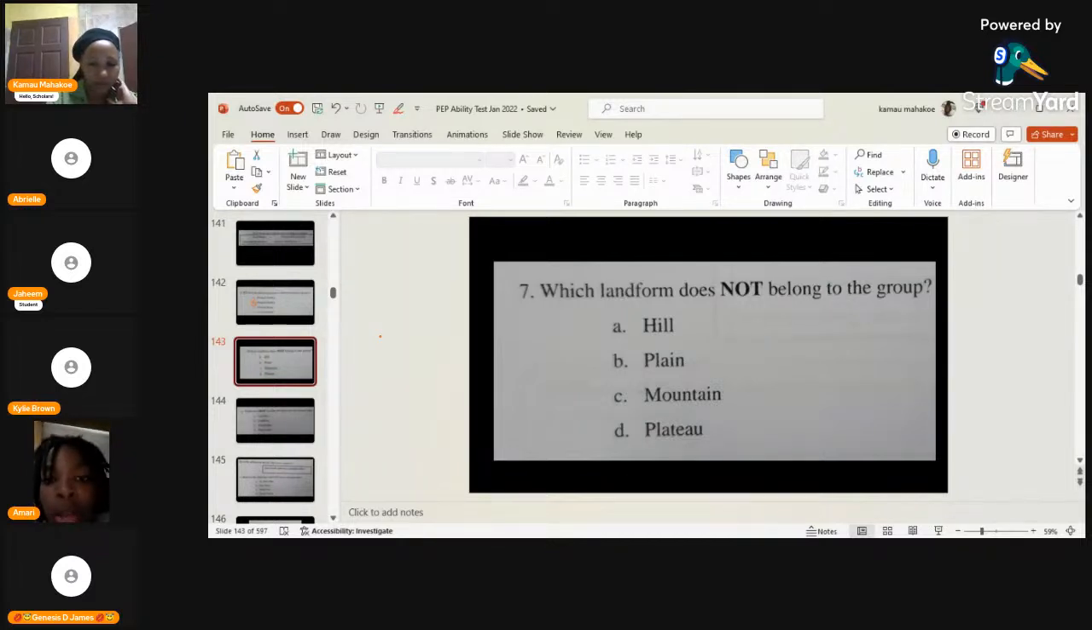Number 7. Which landform does not belong to the group? A. Hill. B. Plain. C. Mountain. D. Plateau.